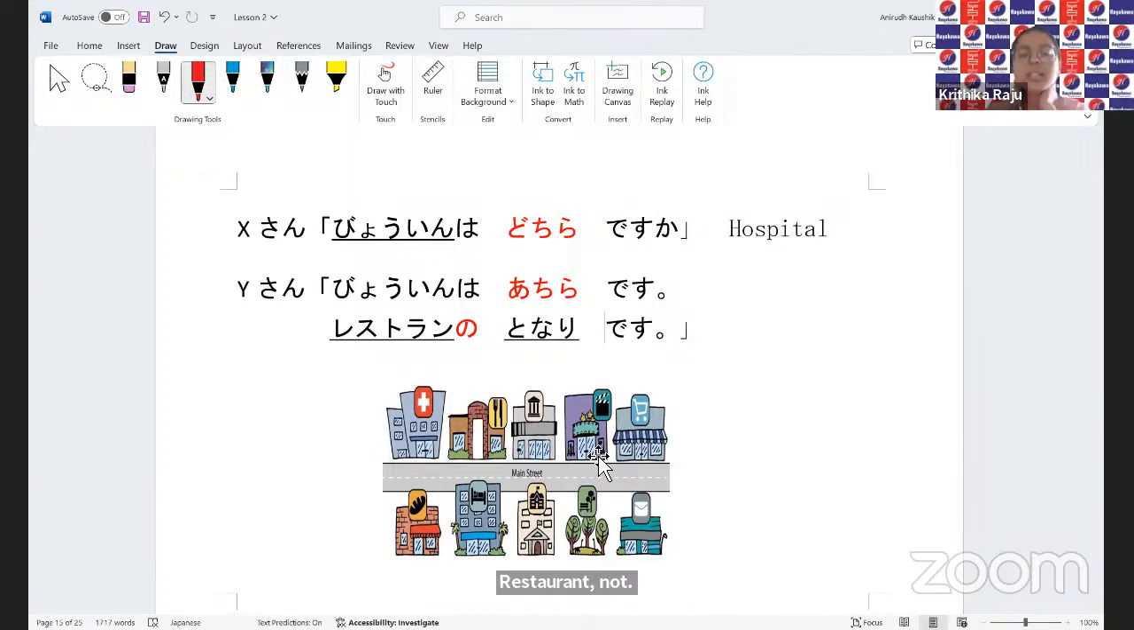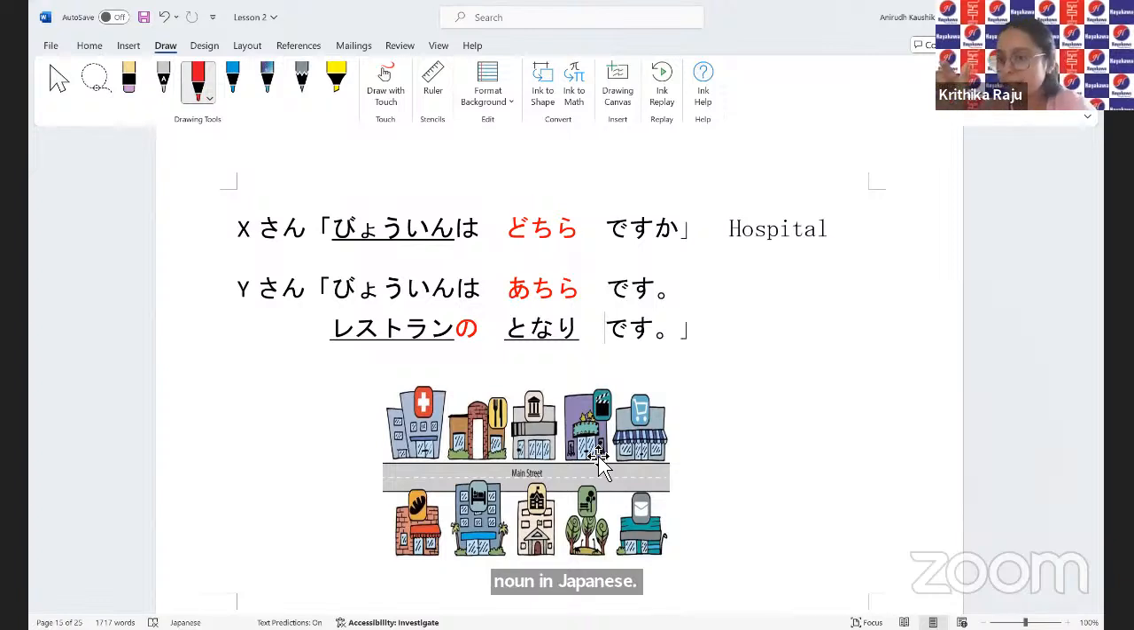Sumimasen, Sensei, the second word, could you explain it? Yes, please. Tonari, what does it mean? Tonari means next to. In English, it translates to next to. It's treated like a noun in Japanese. The rules are a bit different.